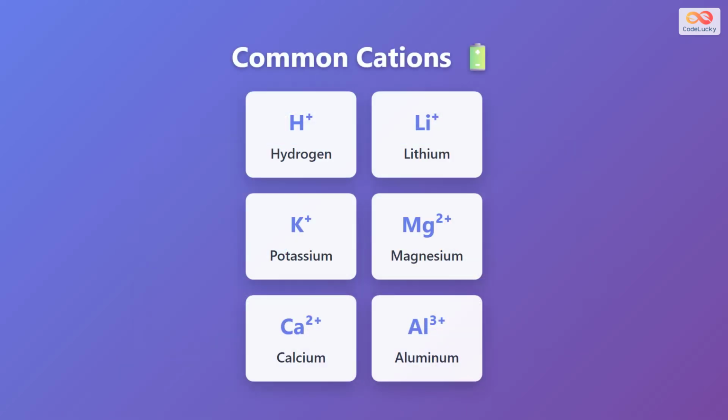Many elements commonly form cations in chemical reactions. H+ is the simplest cation, formed when hydrogen loses its single electron. Li+, Na+, and K+ are alkali metal cations, each formed by losing one electron. Mg2+ and Ca2+ are examples of cations that lose 2 electrons, giving them a +2 charge. Al3+ loses 3 electrons, resulting in a +3 charge. These cations are found throughout nature and are essential in many chemical processes.